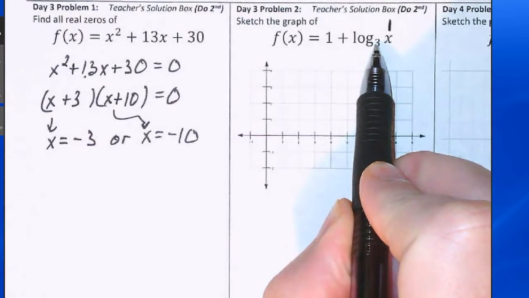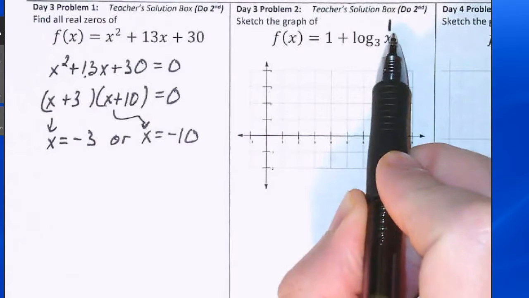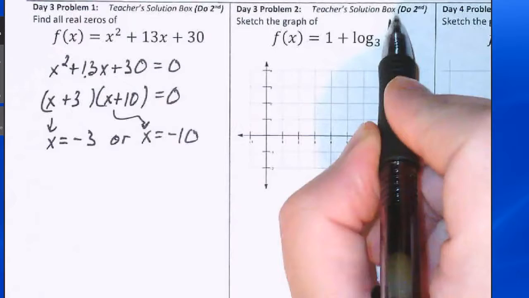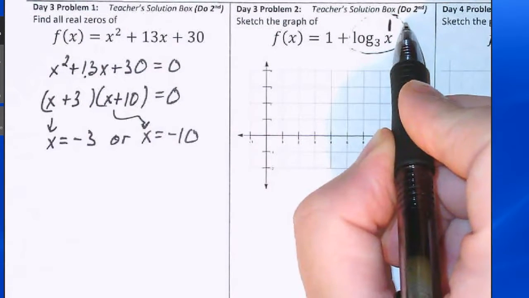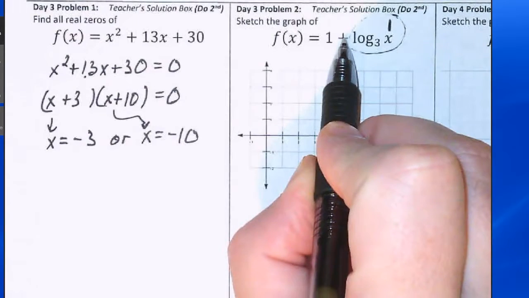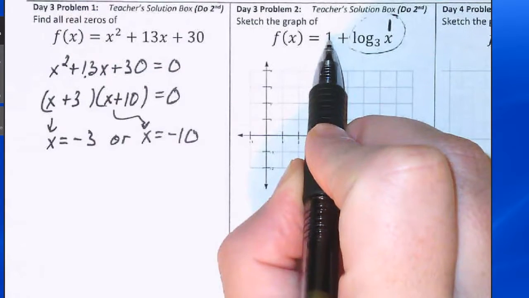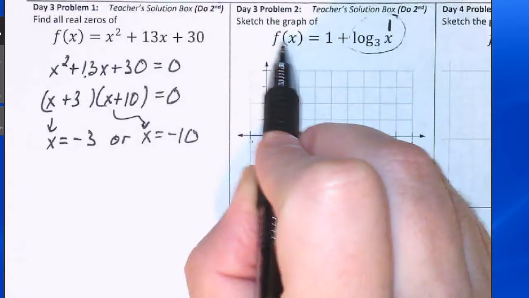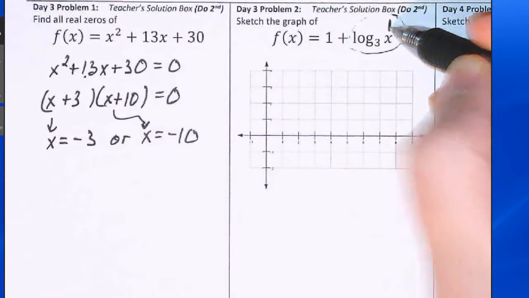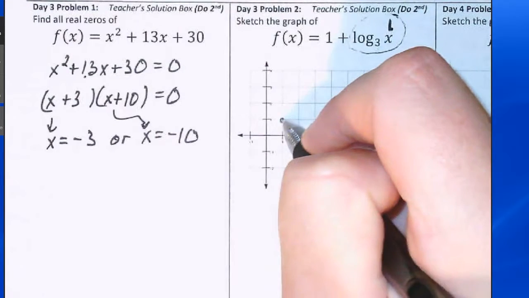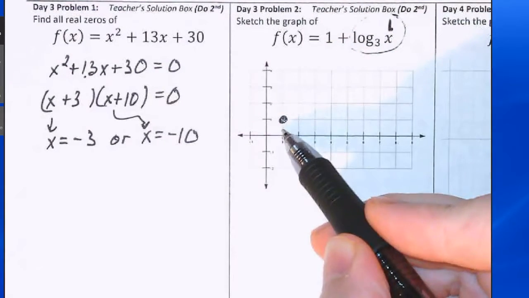3 to what power makes 1? 3 to the 0 power is 1. So this portion of the function turns out to be 0. And then we have this additional plus 1 in the beginning. 0 plus 1 is 1. So function f equals 1 when we used 1 for x. So (1, 1) is on our graph.